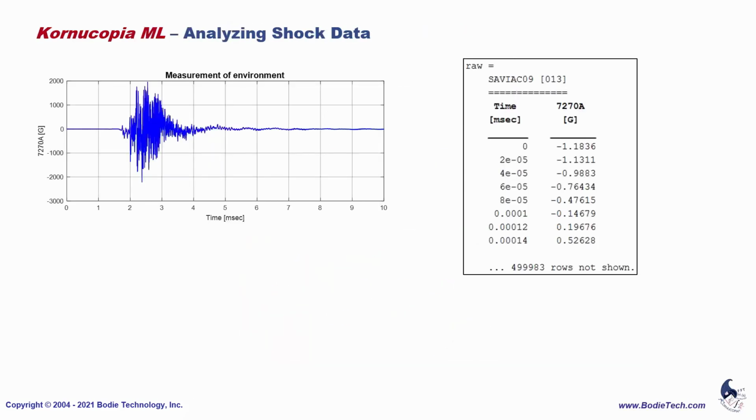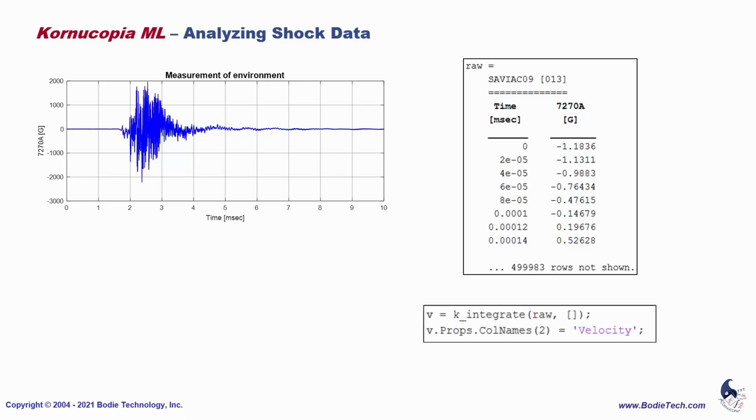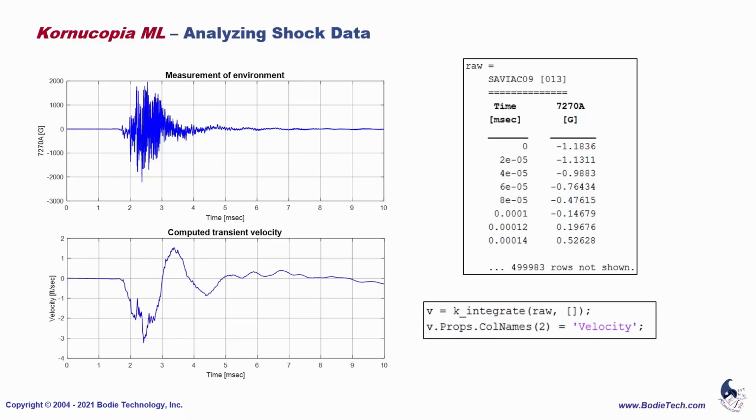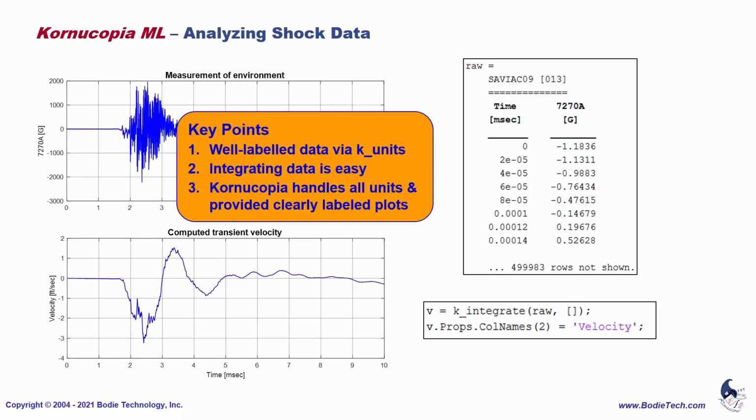Next, we show an example of Kornucopia ML analyzing shock data. Here's a typical acceleration response of a measured environment, where the data is stored in an orderly Kornucopia table. With simple commands like this, we can convert the acceleration versus time to a computed transient velocity. The key points are we're using well-labeled data via K_units data type. Integration was easy, and Kornucopia handled all the units and provided clearly labeled plots.